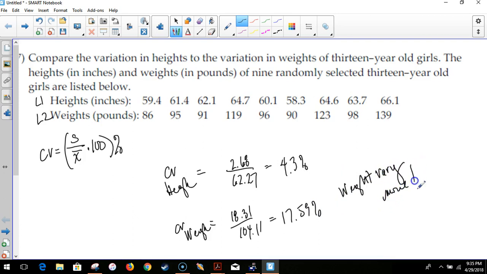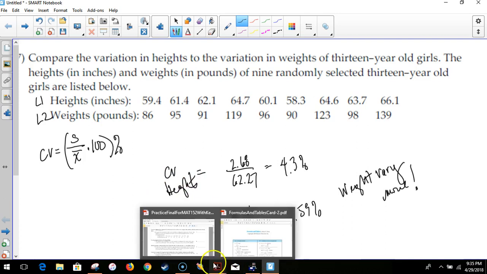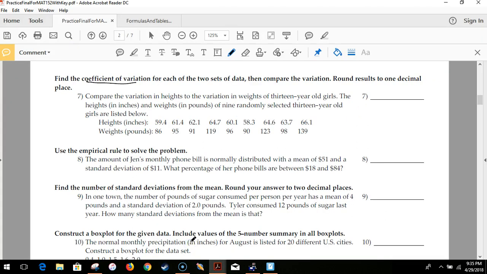You could also say that heights vary less. Either way is fine. Heights are more predictable, or you can say weights are less predictable. Either way is fine. The actual final will be multiple choice, so you won't have to pick a perspective. You'll just have to read it and pick the one that makes the most sense.